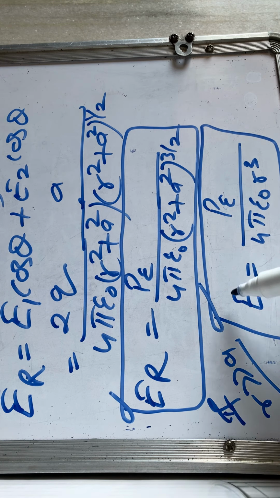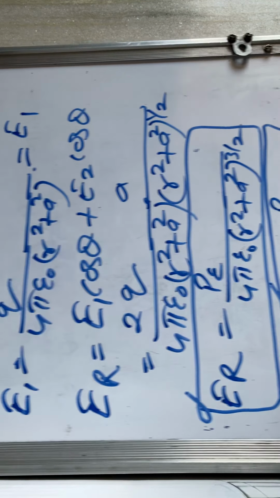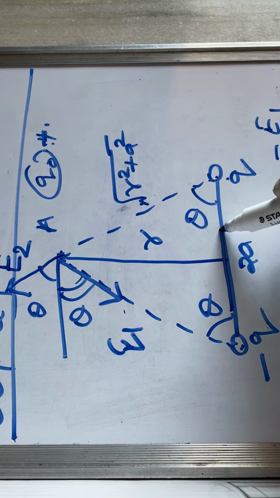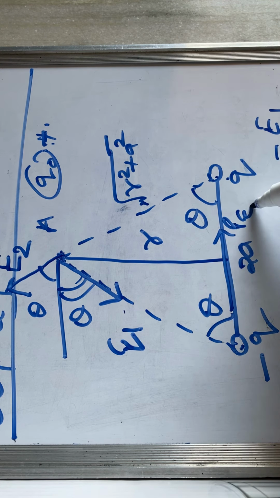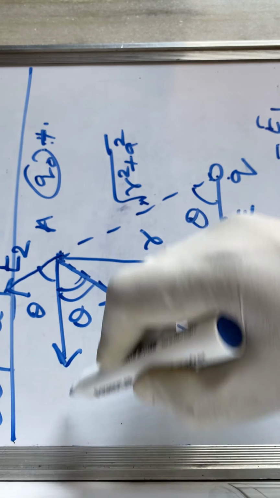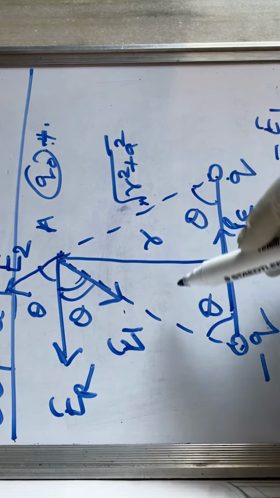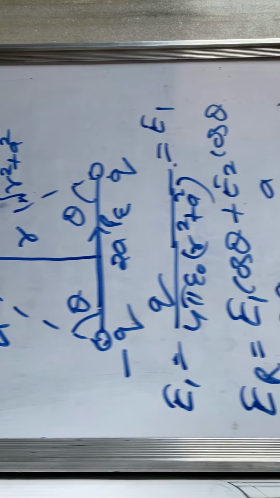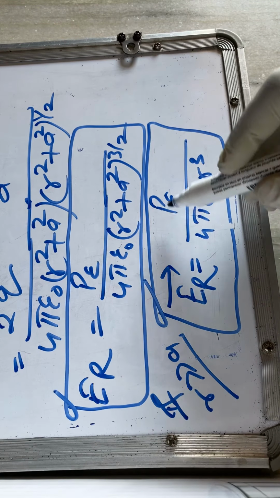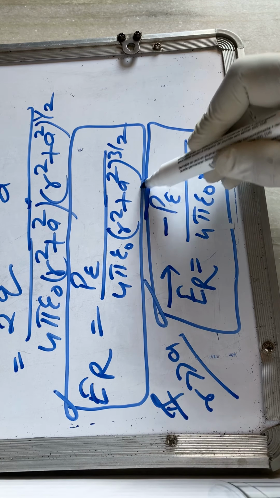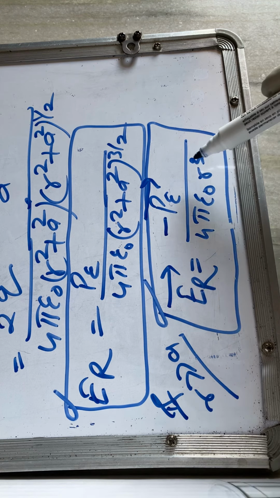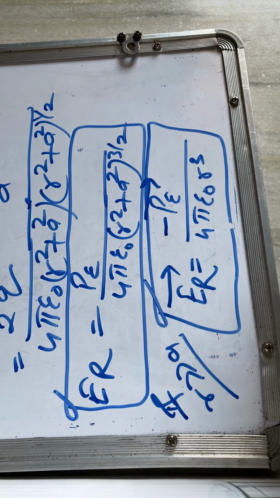If you want to write in the vector form, you have to go again to the diagram. See, the direction of the electric dipole moment is from negative to positive charge, whereas the resultant electric field is opposite to that direction. So how do we write it in the vector form? We write the negative of the Pe vector, because the resultant electric field is opposite to the direction of the dipole moment.